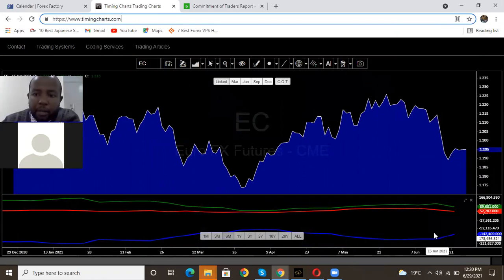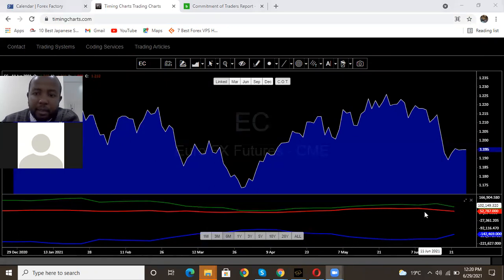So the blue line represents the hedgers. These are the big corporations. And then the green line represents speculators. The red line are the retail traders. So every time the green line is above, we are bullish. Then the center line is the retail traders.